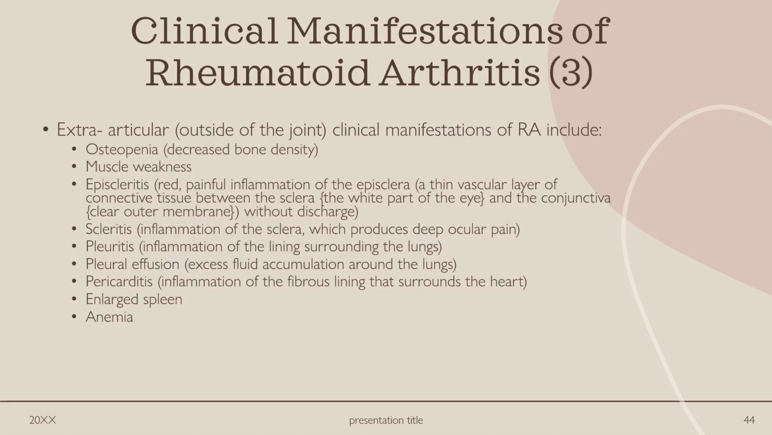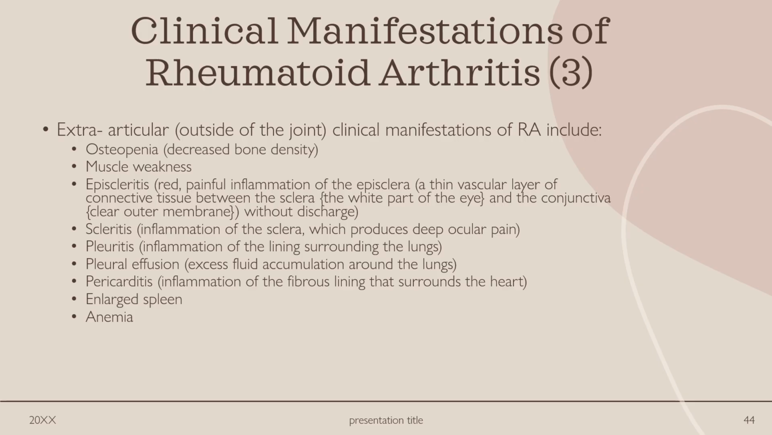So some clinical manifestations of rheumatoid arthritis include extra-articular, meaning outside of the joint. And these clinical manifestations will include osteopenia, and this is decreased bone density, muscle weakness, and then episcleritis. And this is painful inflammation of the episclera. And the episclera is a very thin vascular layer of connective tissue between the sclera, which is the white part of the eye, and the conjunctiva, which is the clear outer membrane of the eye. And there will not be a discharge.